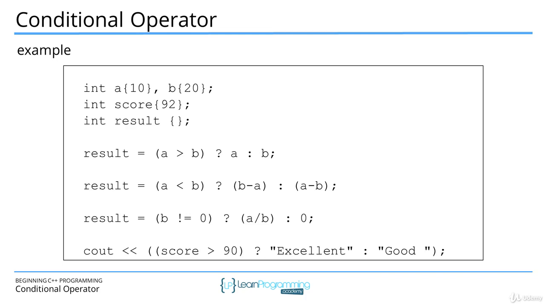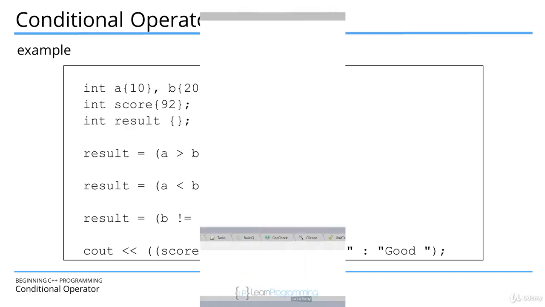we divide. Finally, we often see the conditional operator used in output statements. In this case, we check if score is greater than 90, and if it is, we display excellent, otherwise we display good. You can see the conditional operator can be very handy and easy to read and understand when it's used this way. Let's head over to the IDE and see it in live code.